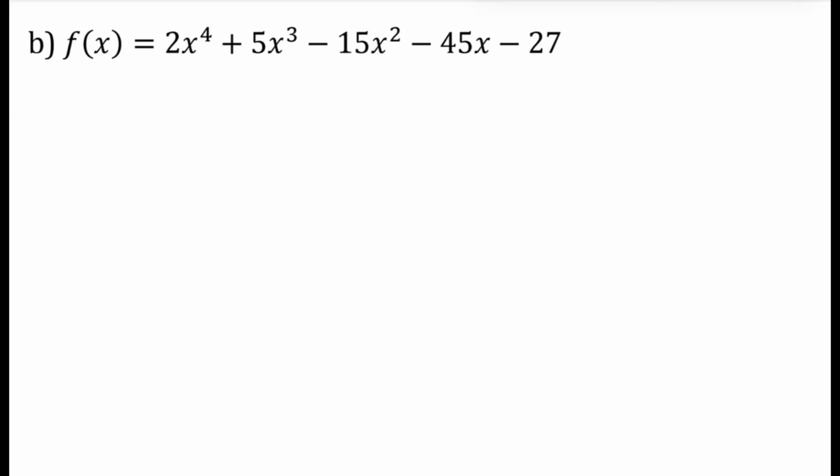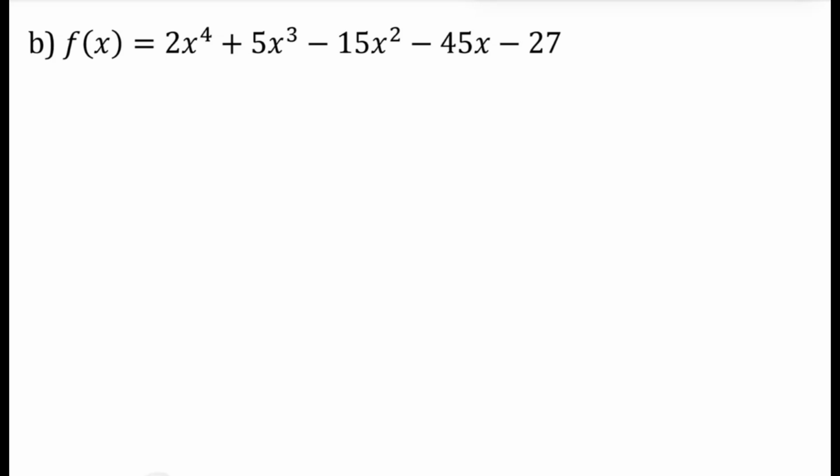Negative 15, negative 45, and negative 27. 2 and 5. They don't cancel out, do they? See how I'm just looking at the coefficients? I got 3 big negative coefficients and 2 small positive coefficients. They do not add to 0. So 1 does not work. If you want to put it into your calculator and do the math that way, if you're more comfortable right now doing it that way, fine. But this is a way of speeding things up.